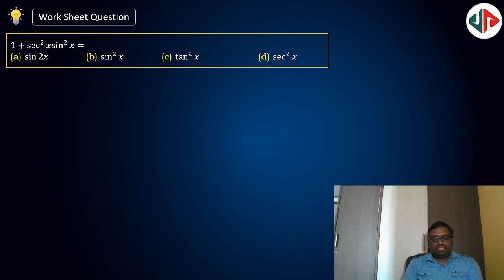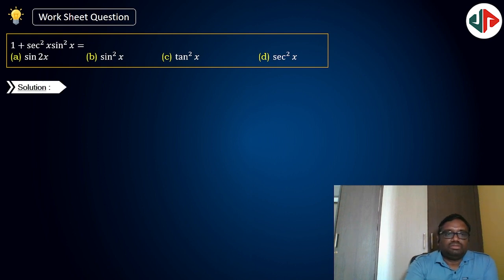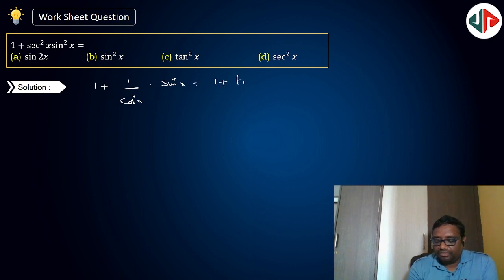Next one is 1 plus secant square x into sine square x, what is the value? Now we can rewrite secant square x as 1 by cos square x, into sine square x. So it is nothing but 1 plus tan square x. 1 plus tan square x means secant square x.